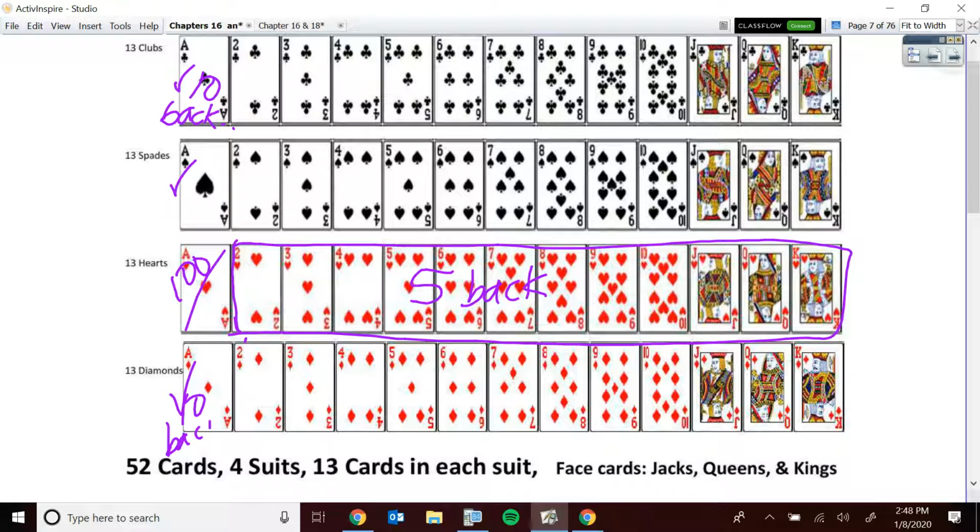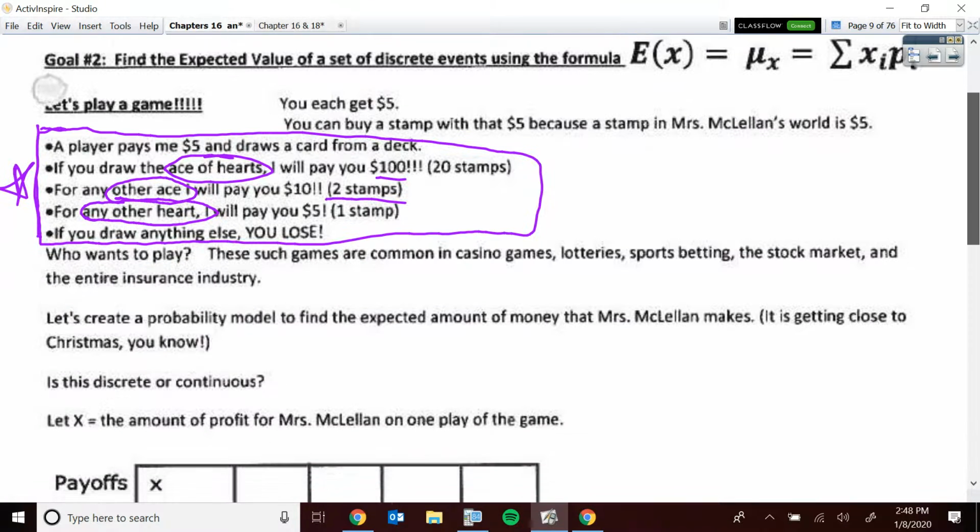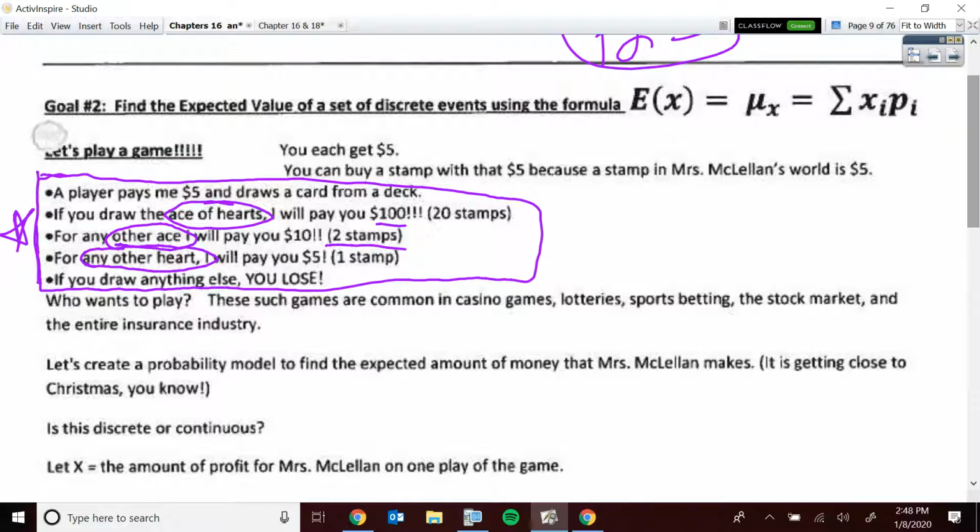So let's now decide. You decide if you want to play. Ready? Who wants to play? Okay, 1, 2, 3. All right, I'm just going to do 3. I don't have time for more. So you 3 come on up, and let's see how you do.